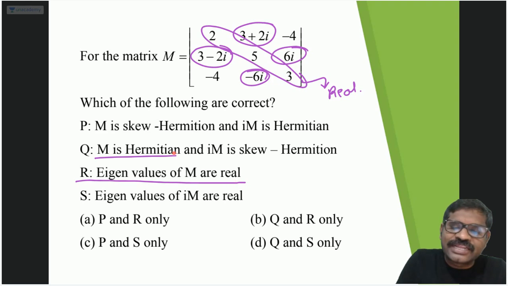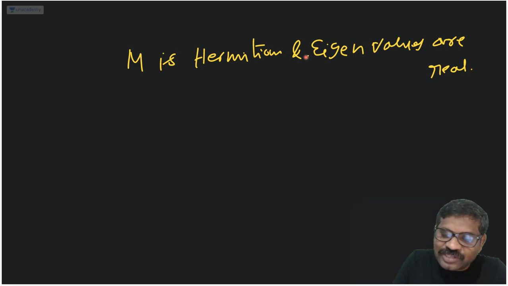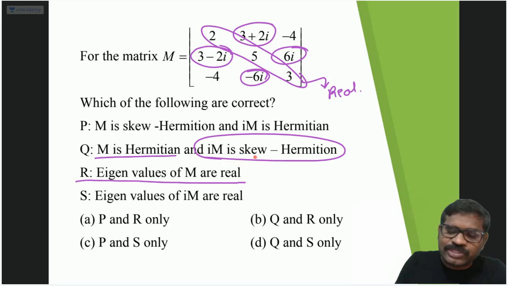Correct. I have to check whether iM is skew-Hermitian or not. That's why I am examining. Sir, how to check whether B is Hermitian or not? B power theta equals minus B. If B power theta equals B, it is Hermitian. If B power theta equals minus B, it is skew-Hermitian. So we have to check here.